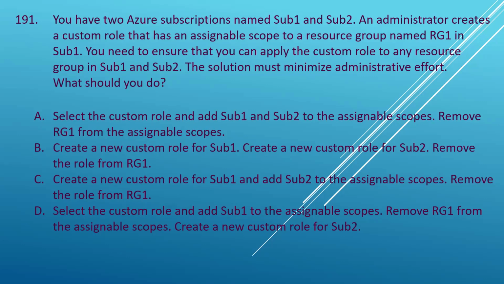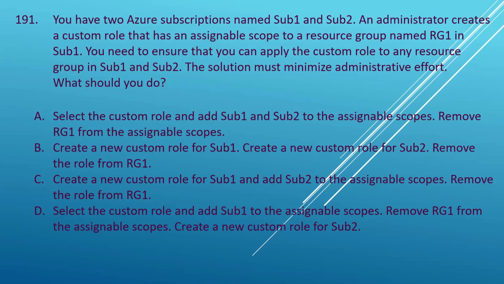Create a new custom role for Sub1 and add Sub2 to the assignable scope. Remove the role from RG1. Select the custom role and add Sub1 to the assignable scopes. Remove RG1 from assignable scopes. Create a new custom role for Sub2.